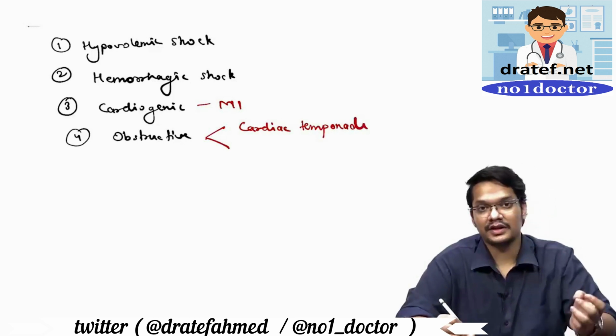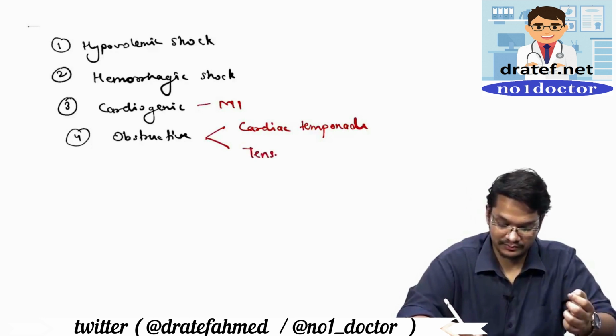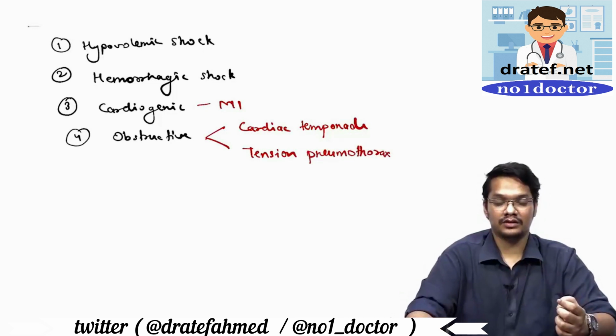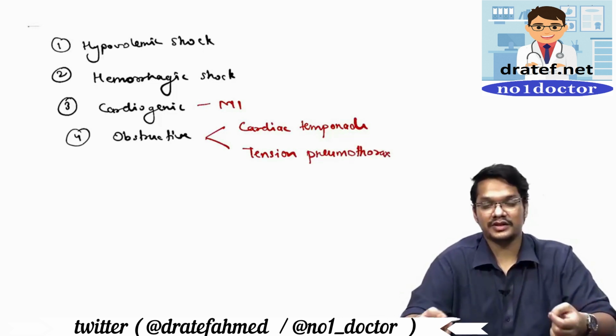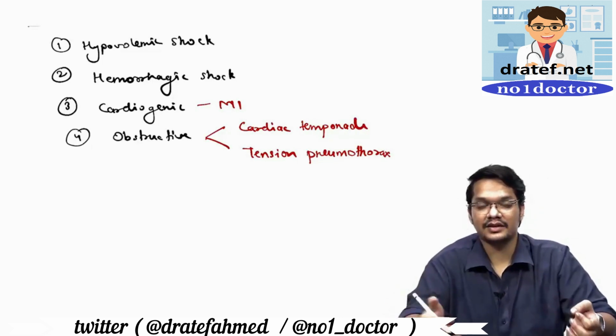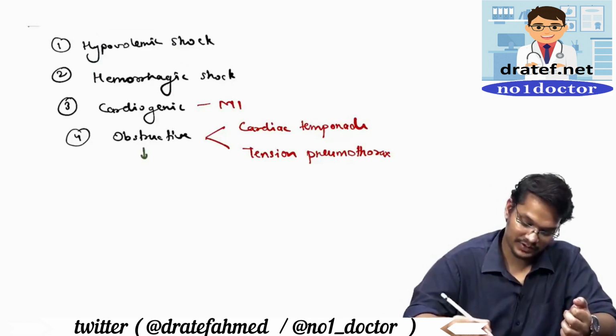The second one is tension pneumothorax. In both these conditions, there is extrinsic compression of the heart leading to diastolic dysfunction and hence shock. Okay. So how do we define obstructive shock?